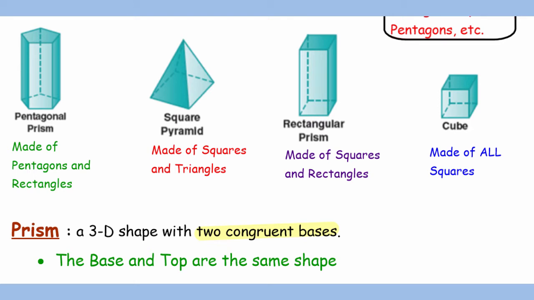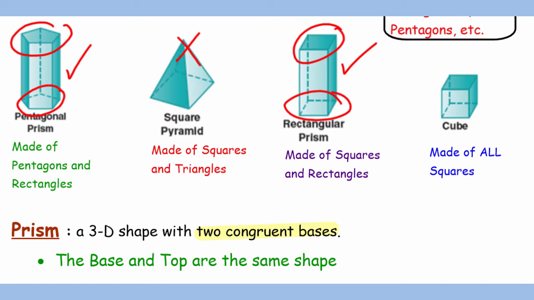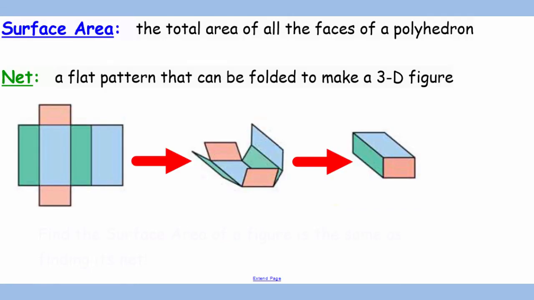Notice how on the first one, as we have described earlier, both the top and bottom are the same shape, the pentagon, so this is a prism. The next shape is not a prism because the top and bottom are not both squares. The third one, both top and bottom are squares, so this is a prism. The last one, the top is a square, so is the bottom, so this is a prism as well.